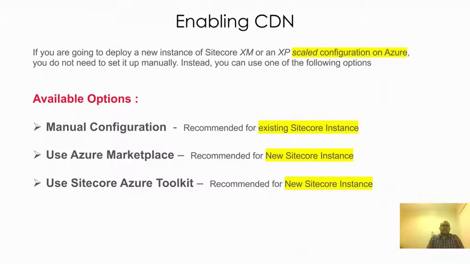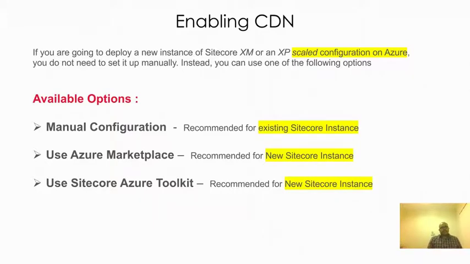To enable the CDN, as of now you can use it for the XM or XP scaled configuration on Azure. There are three types of options available. One is the manual configuration. You can go for the manual configuration when you already have Sitecore 9.1 in production and just want to enable it. You can go in manually and do some configuration so that it will start working.